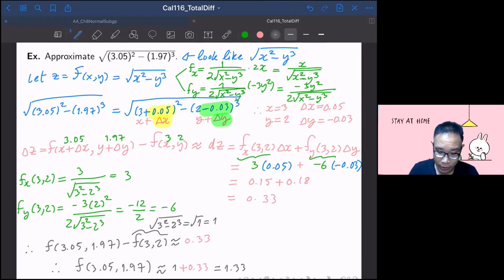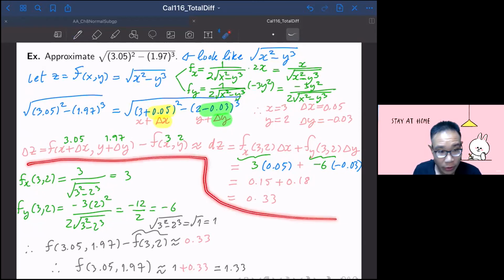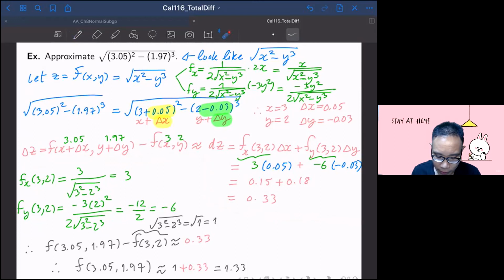You see that it consists of: you have to construct the function on your own, you find the partial derivative with respect to x and with respect to y, and you use the approximation here. You need the value of fx at (3, 2) and the partial derivative fy at (3, 2), and you use both of them in the formula, fx delta x plus fy delta y, and you get 0.33, and the final answer is 1.33.